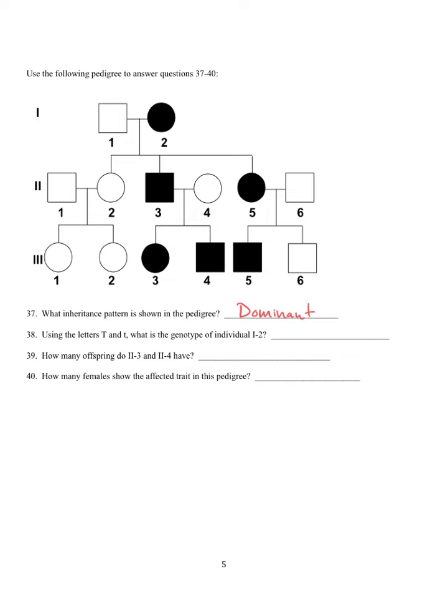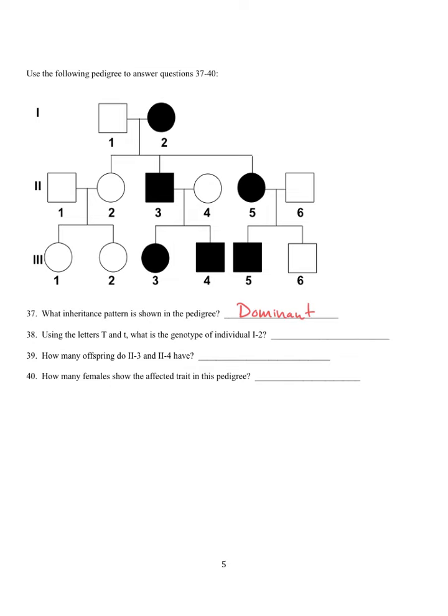Since we know this is probably dominant, all of the individuals who show the trait will be shaded in. If it's dominant, their genotypes can either be, in this example, capital T, or they could be heterozygous with big T, small t. Number 38 says, using letters big T and small t, what is the genotype of individual 1, 2?